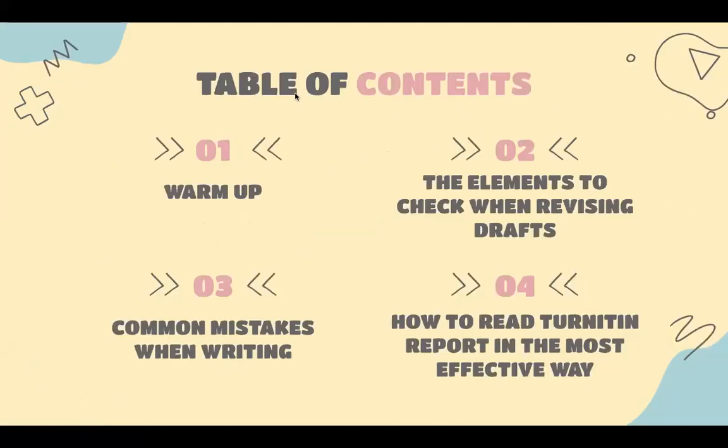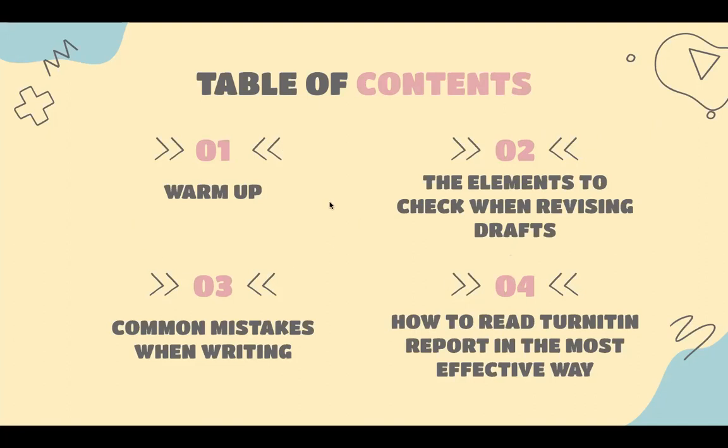And that is the table of contents of the workshop today. Here's D. The first part is the warm-up, and the second part is the elements to check when revising a draft. The third part is common mistakes when revising, and the fourth one is how to read the TurnItIn report in the most effective way. At the end of the workshop, we're going to have an attendance Google form to register your attendance. So please stay until the end of the workshop and engage.